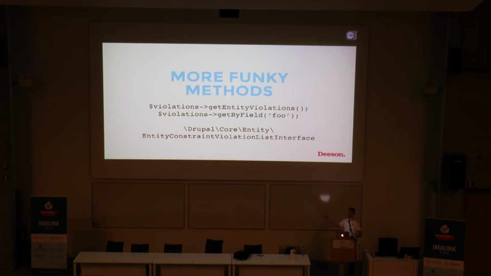There are some more funky methods on the violation list, which are actually pretty cool. You have the getEntityViolations method, which gives you only the violations that happened on the entity level. And you have the getByField, which are violations that only happened for that field. There are plenty more of those cool methods, and if you want to check those out, you can just go to that interface. My slides will be posted online later on, so you don't need to take notes.